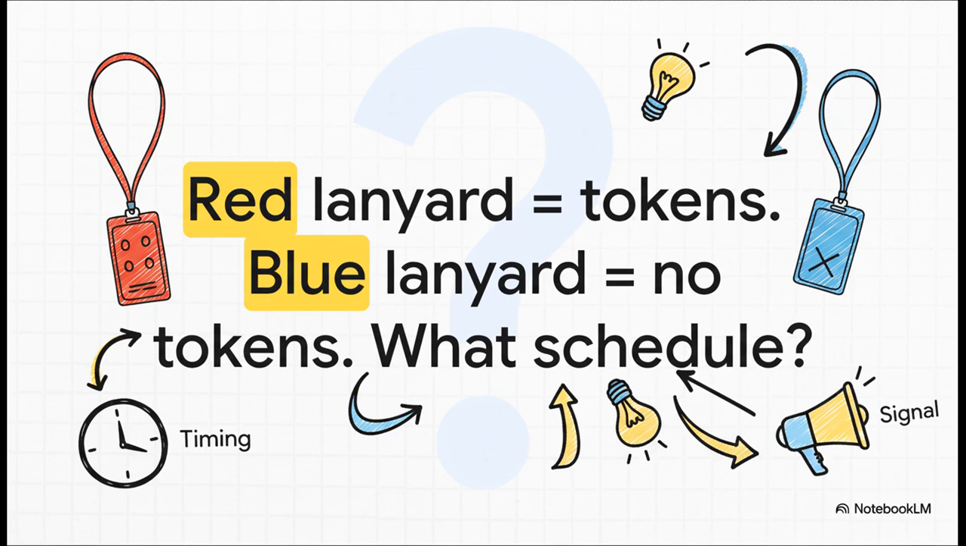Second question, is there a clear signal? Yes, the red lanyard is the SD for reinforcement and the blue one is the SD for extinction. So we have alternating schedules, each with a clear signal. That has to be a multiple schedule. See, the decoder makes it simple.